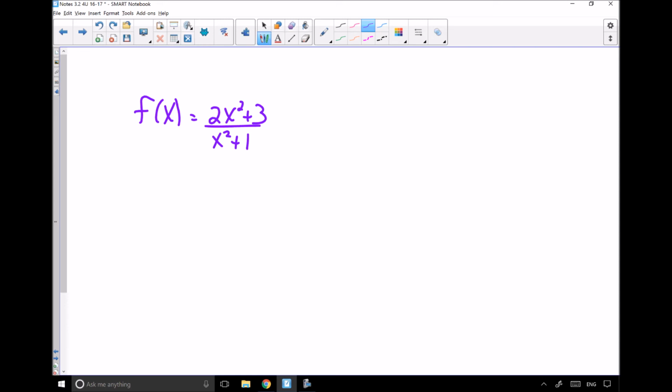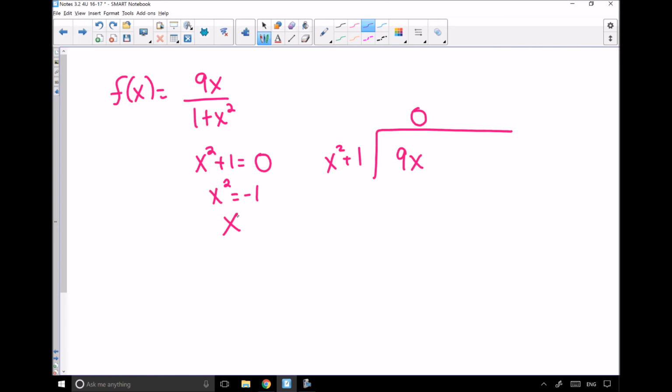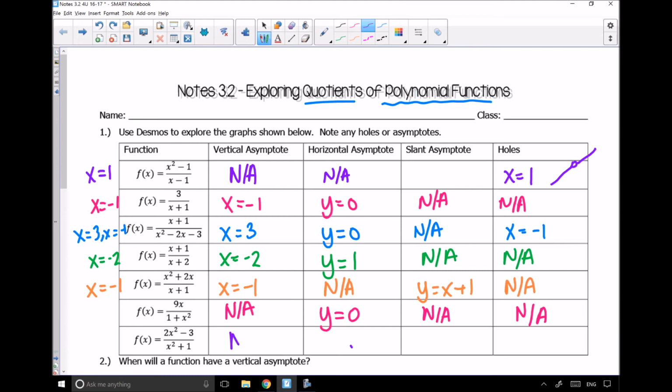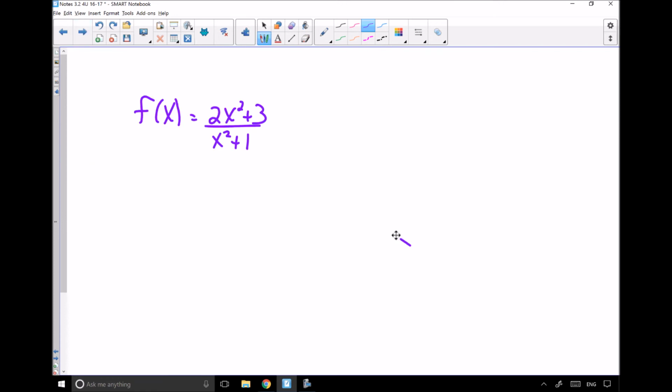So I'm going to try to find restrictions, but just like in our previous example, we don't have any restrictions, so therefore there is no vertical asymptote. Okay, now to find my horizontal or my slant asymptote, I'm going to have to do some long division. So let's go ahead and try to do some long division.